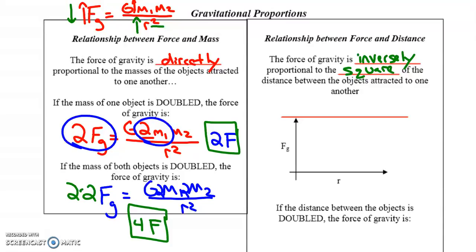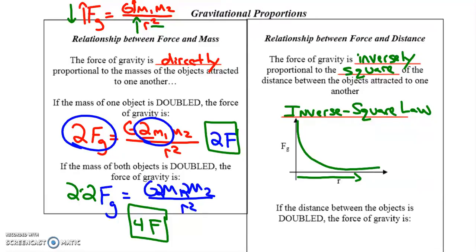So in other words, what we call this in a more mathematical sense is the inverse square law. And we will see this a couple more times throughout the year: as r goes up, F of g goes down. And so it looks very similar to a typical inverse graph. So we're saying it follows the equation y equals 1 over x squared.